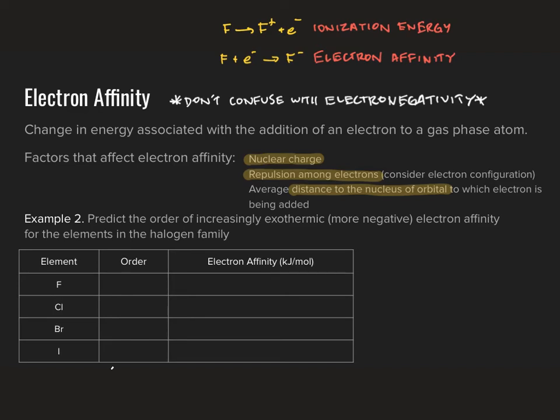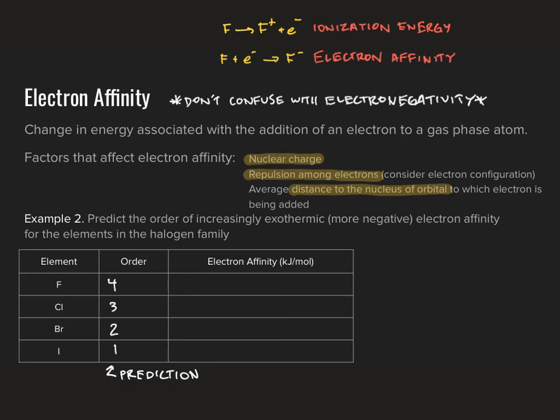So if I was going to be predicting here, going in order of increasingly exothermic, I would say probably iodine is going to be the least exothermic, so I'll give that a number 1 for my guess. Bromine is going to be a number 2. Chlorine is getting a number 3 as we get smaller and smaller as these atoms go. And fluorine is going to be a number 4. So that's my prediction right now.